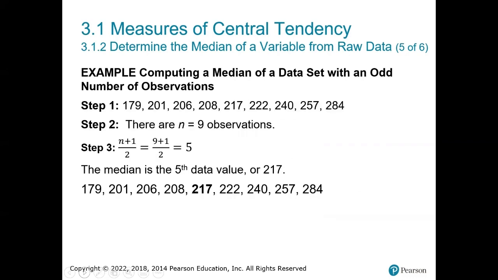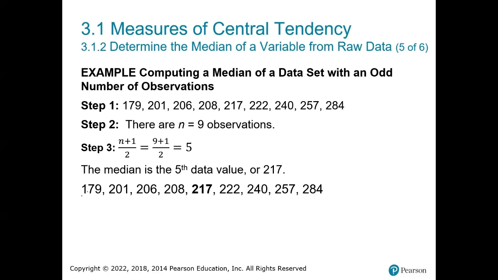So there are 9 observations. I can use the formula n plus 1 divided by 2 to tell me which value is in the middle. I don't have to use this formula, but I'm just going to show you how you could. There's 9 pieces of data. Add 1 is 10. 10 divided by 2 is 5. The way I prefer to do it is they are in order.